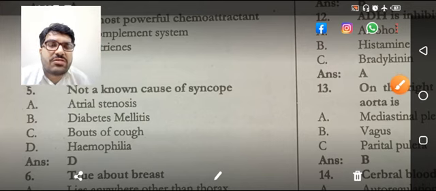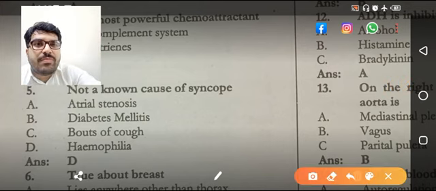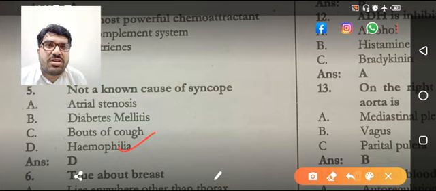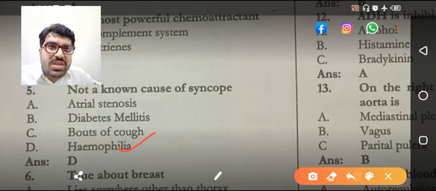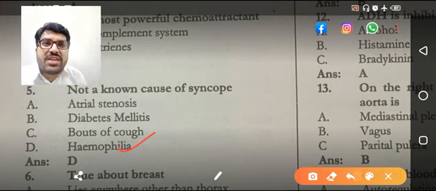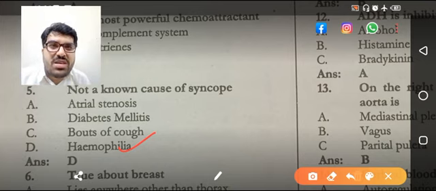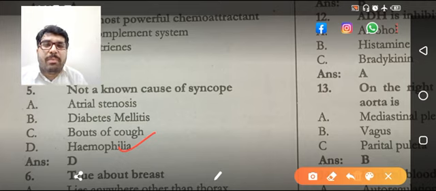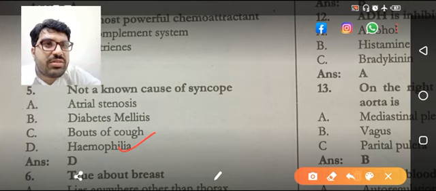Not a known cause of syncope: the answer is hemophilia. Aortic stenosis can cause syncope, as can diabetes mellitus and bouts of cough. When the person coughs, the lungs compress, and there is activation of the vagus nerve. This causes severe vasovagal syncope. There is another MCQ: micturition and coughing both can cause vasovagal syncope, and so can testicular trauma and trauma to the chest.